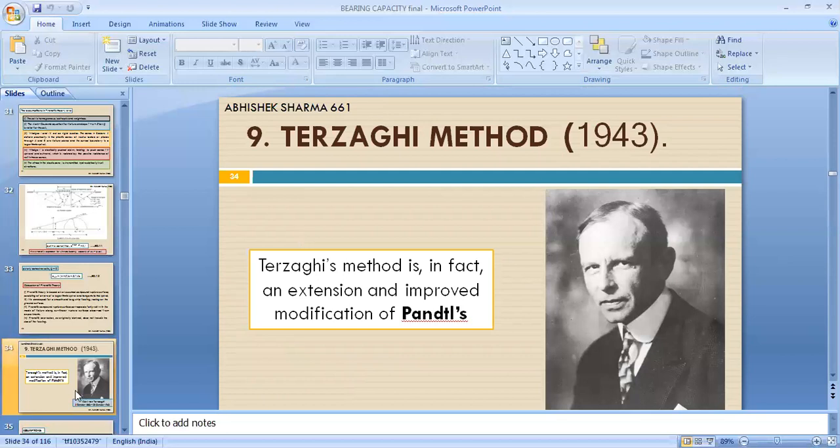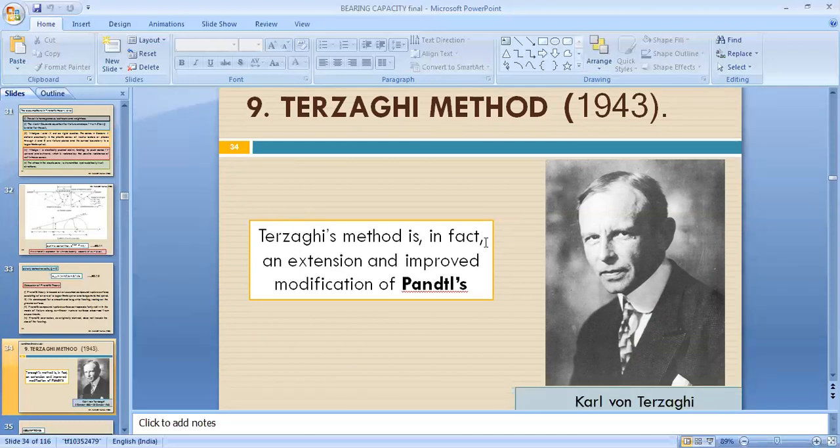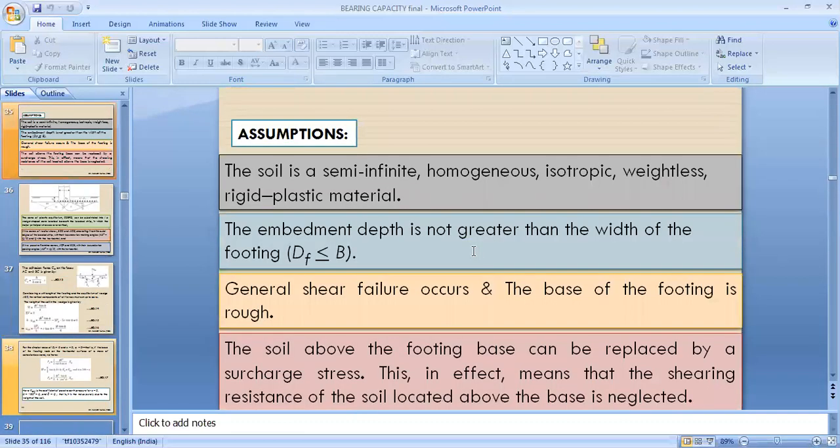Now, this theory of Prandtl's was extended and improved by Terzaghi, who is also known as Dr. Terzaghi, the father of soil mechanics. Now, let's discuss what he says about the bearing capacity of soils.